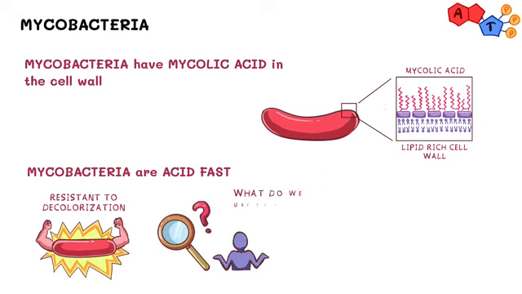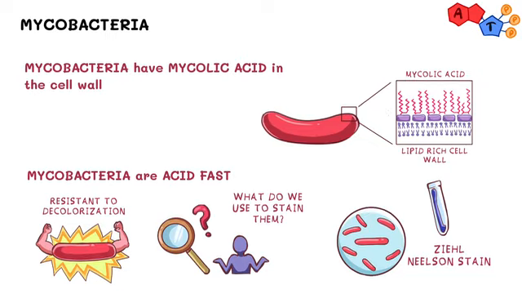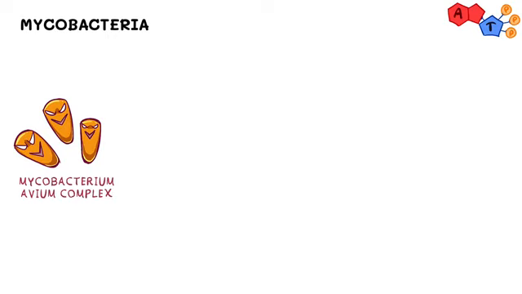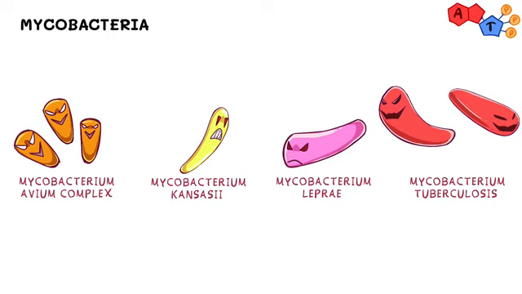So, what do we use to stain them then? We use something called Ziehl-Neelsen stain. This stain is used to detect mycobacteria, especially TB. Out of all Mycobacterium species, namely Mycobacterium avium complex, kansasii, leprae, and tuberculosis, TB is the most important one and the one we will be discussing today.